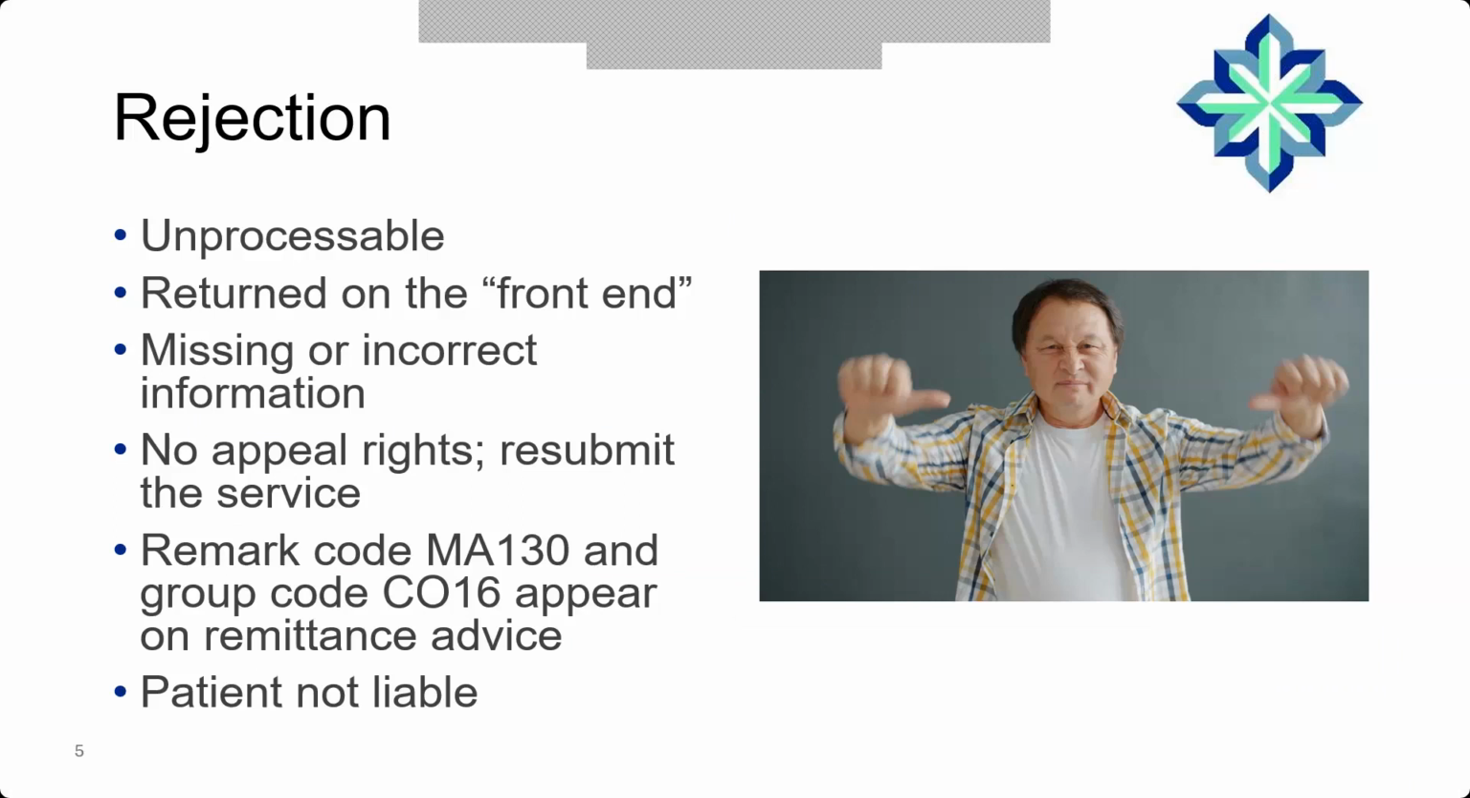The reason we return an unprocessable claim is because something is invalid or illogical, often because something that's required on the claim is missing or incorrect. Because a rejected claim is not adjudicated, there is no right to an appeal. You can easily identify a rejected claim on a remit when you see the remark code MA130, and that's one that I should have used when I was looking them up earlier on our tool, or a group code CO16, and you'll see both of those listed here on slide 5.